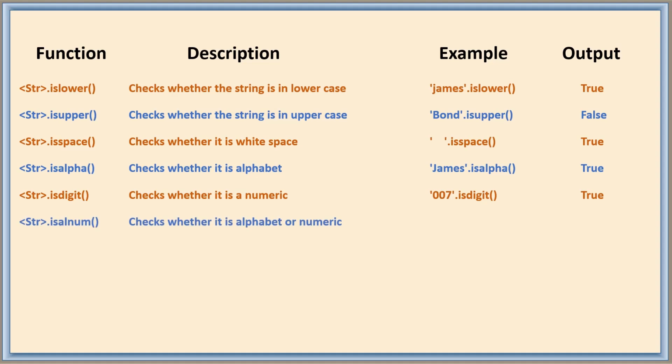Is alnum. That means it checks whether alphabets and numerals, that is digits, both are there. Say, Agent 007 James is alphanumeric. We can understand it like alphanumeric. Okay, so this gives true. Now let us work in the Python window and understand how it works.